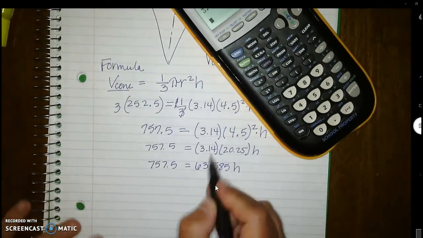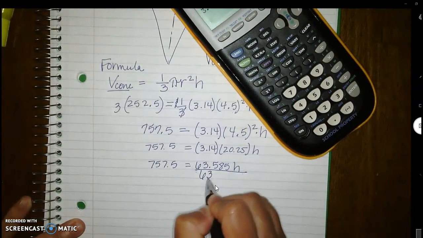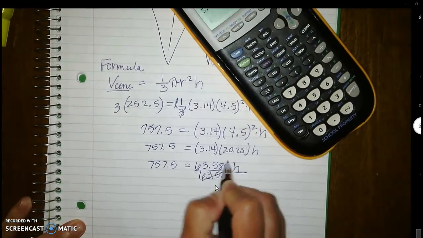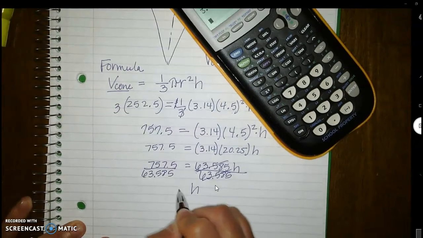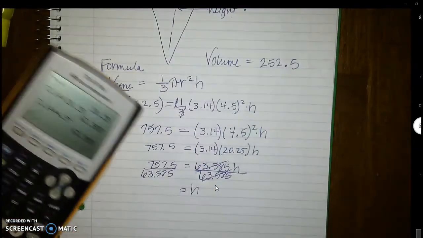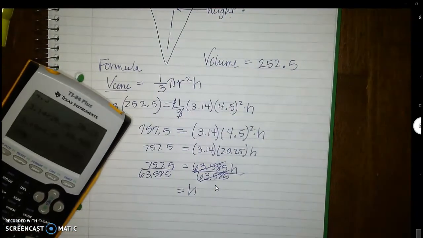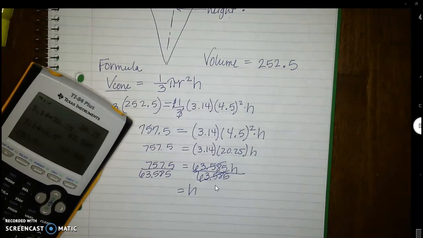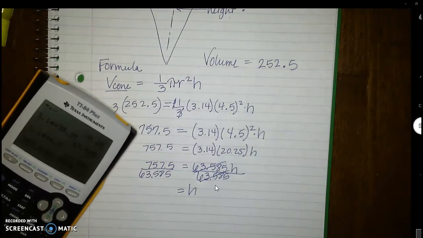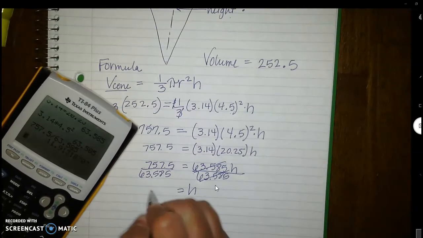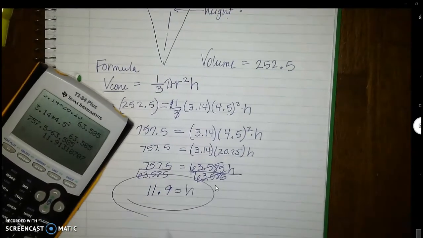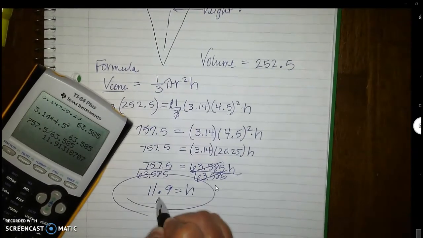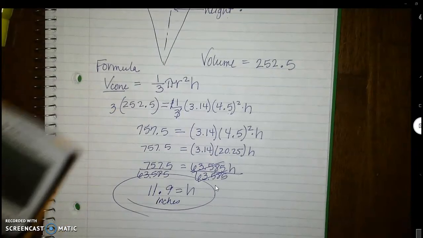All right, so now that you're here, we're going to divide by 63.585. Notice I haven't been rounding anything as I'm doing this. So 757.5, I'm going to divide by 63.585, and I get 11.9. So it looks like my height should be 11.9 inches.